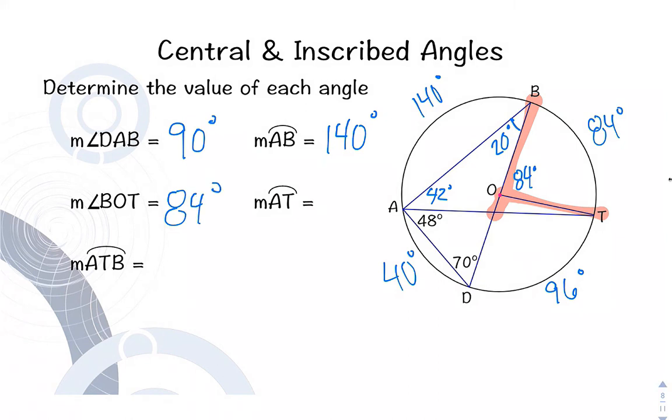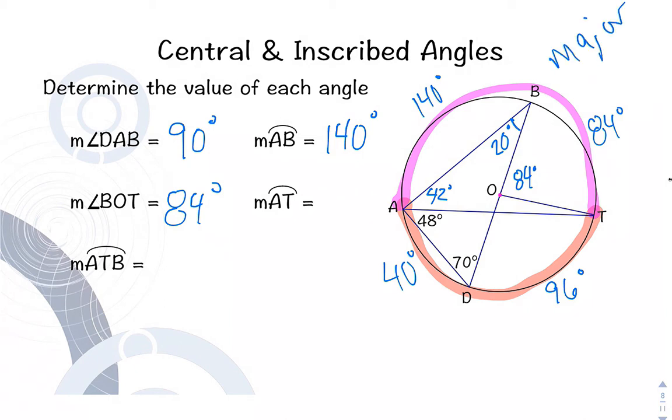The measure of arc AT, well, let's think about that. So that's from A to T. Now, one key point here: how do I know that it's not that other arc? Okay, well, the pink, that is your major arc. And if you remember from last video, we would need 3 letters to name that. So I would need to name it ABT. Since it's only AT, then you go the shortest distance, your minor arc. So I know from A over to T.